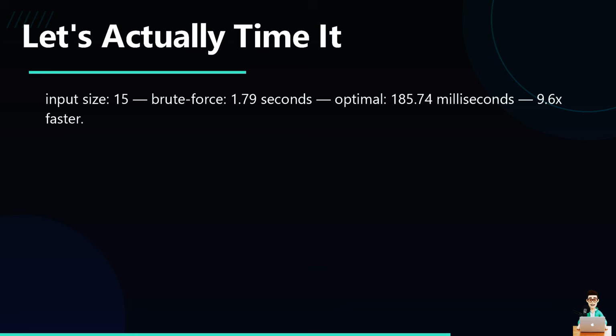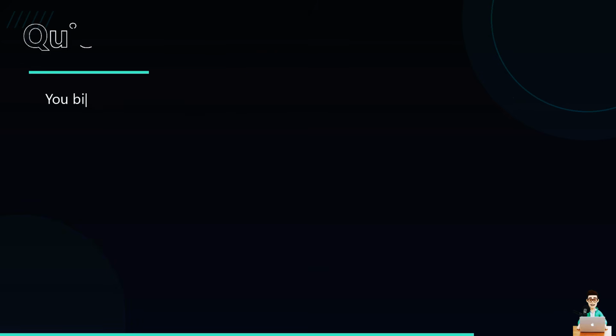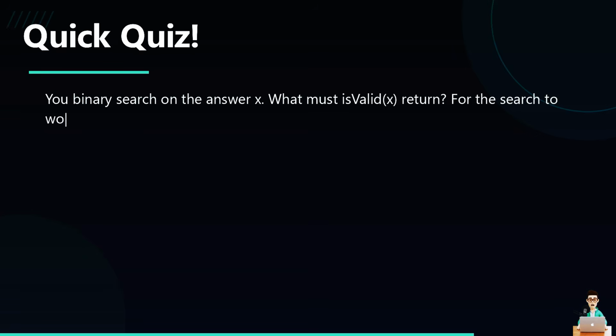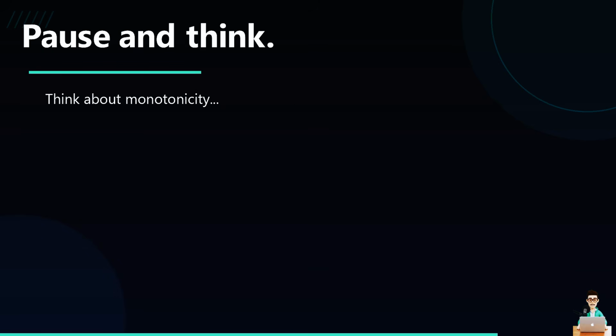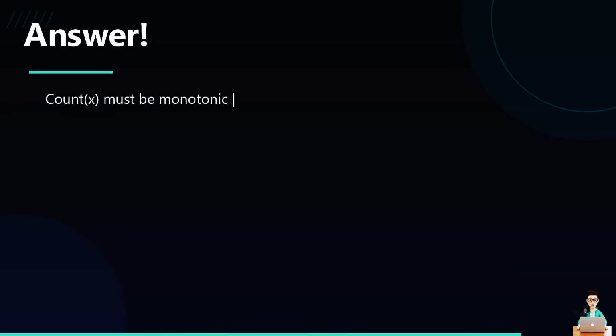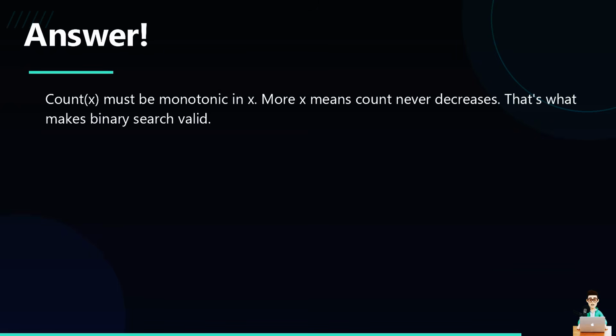Here's one to chew on. When you binary search on the value X, what property does your check function need to have for that search to actually work? Pause here and think it through. Take a second before I give it away. The count of valid amounts up to X has to be monotonically non-decreasing as X grows. Without that, binary search would just be wrong, not just slow.